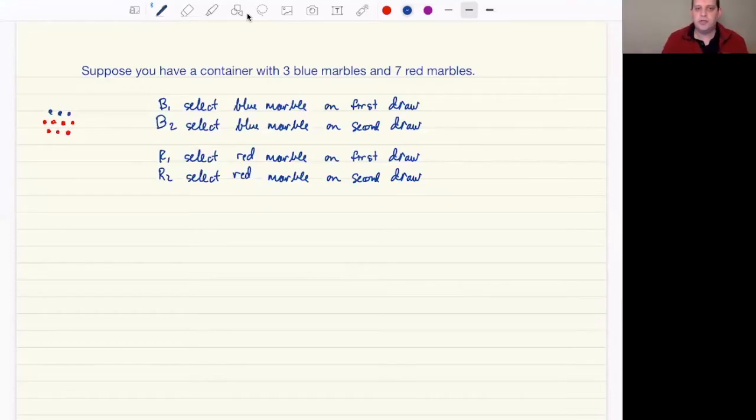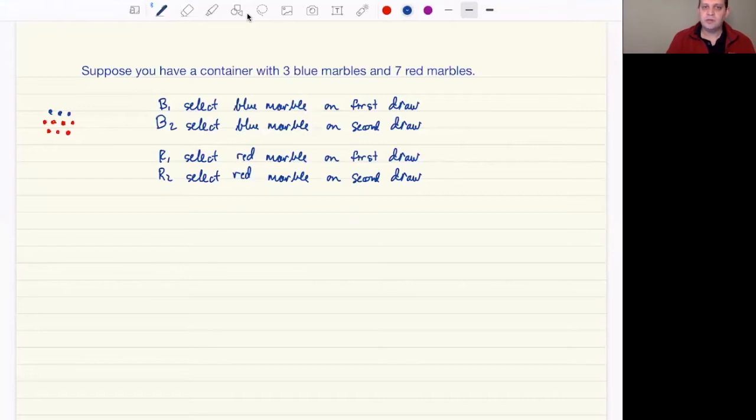So in this video, I want to talk about a scenario where we have 10 marbles in some container, in a bag or a box. And the idea is that we're going to select 2 marbles from this container, one marble at a time. I'm going to let B1 and B2 be the events that we select a blue marble on the first draw or the second draw. And likewise, R1 and R2 are the events that we select a red marble on the first draw, or R2 will be on the second draw.